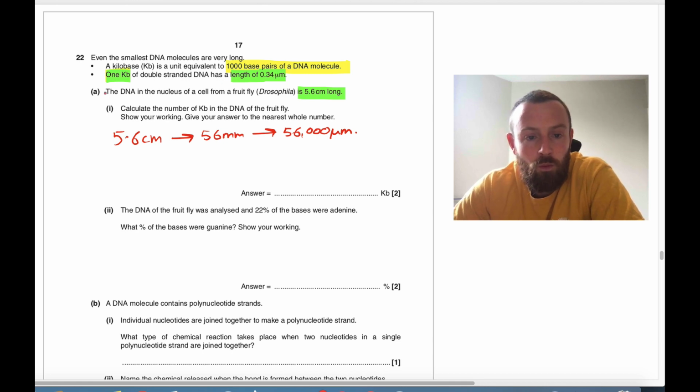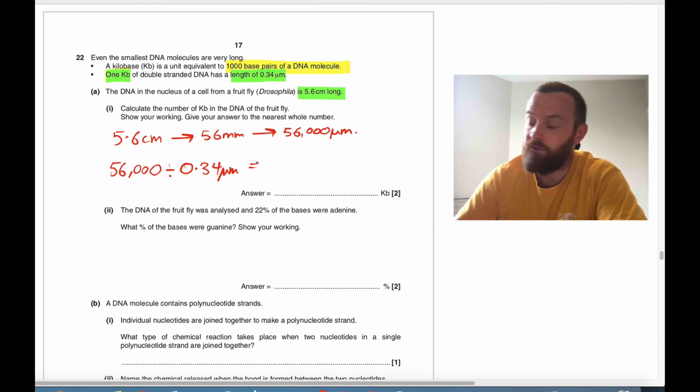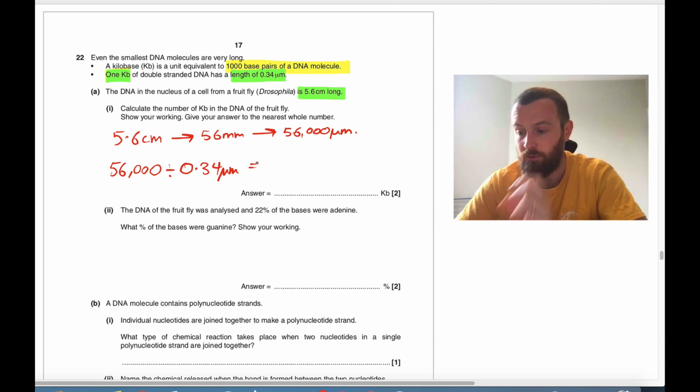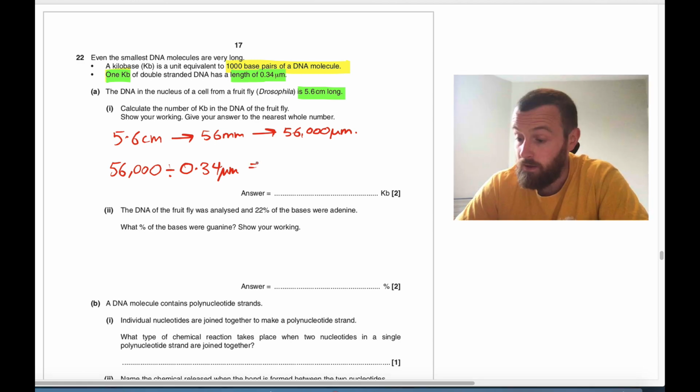1 kilobase has a length of 0.34. So we're saying how many kilobases fit into this. Now we need to do 56,000 divided by 0.34 micrometers. This is going to give us a massive number. We're going to find out how many kilobases it is. It's going to be big. So 56,000 divided by 0.34.